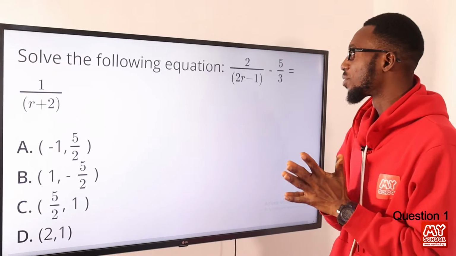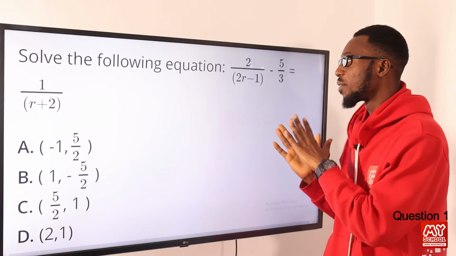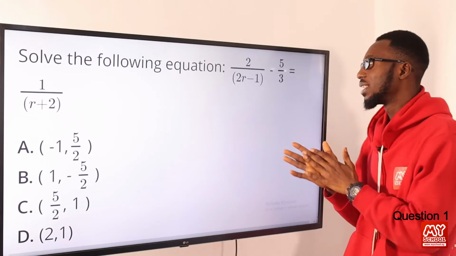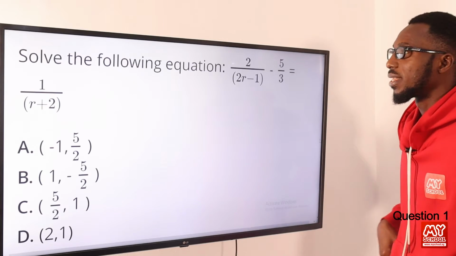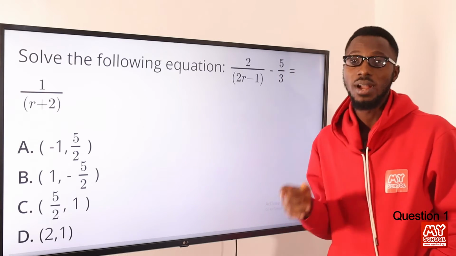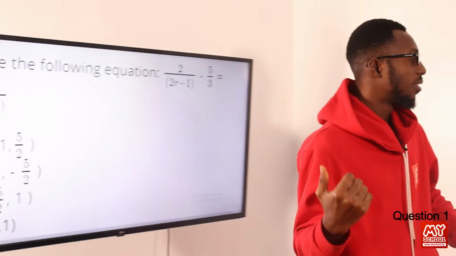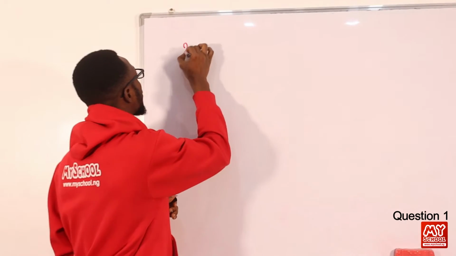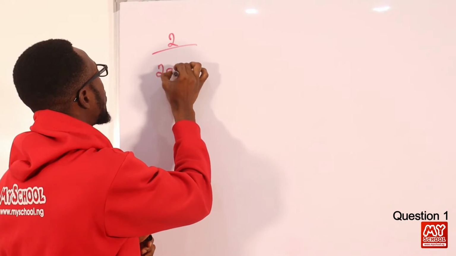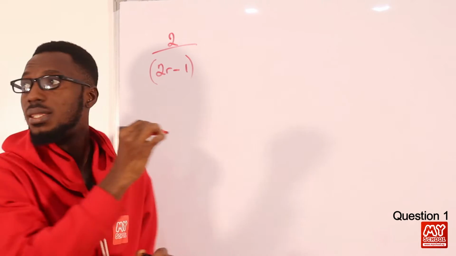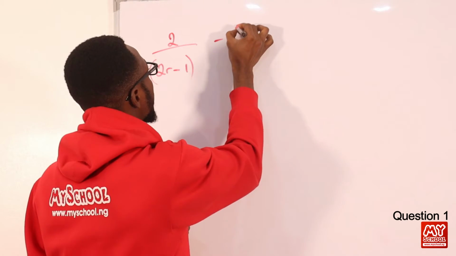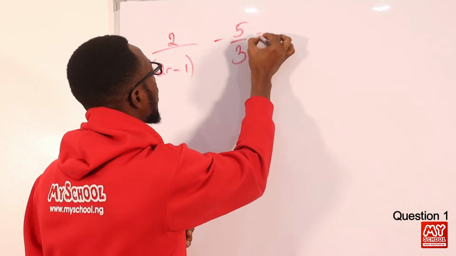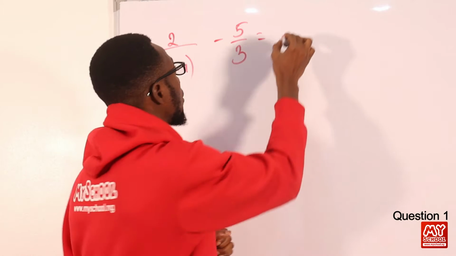Solve the following equation. We have 2 over (2r minus 1), minus 5 over 3 equals 1 over (r plus 2). Let me replicate this question: I have 2 over (2r minus 1), then I have minus 5 over 3 equals 1 over (r plus 2).